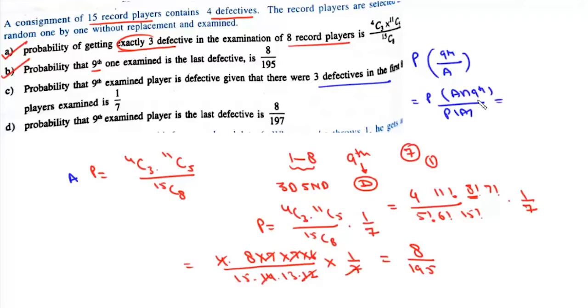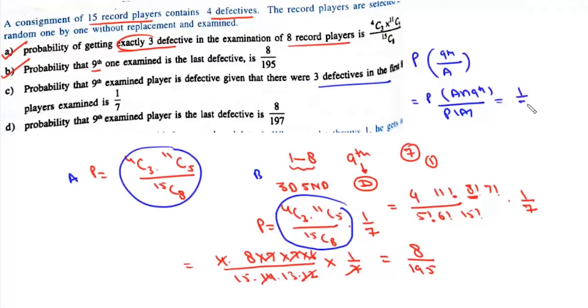Now the probability of A intersection ninth is nothing but this second case, which is this B. Now this probability is 4C3, 11C5, 15C8 into 1 by 7, divided by this probability of A, which is again this probability. So if everything gets cancelled, we'll get this as 1 by 7. So that means the statement C is also correct. And D, the probability that the ninth examined player is the last defective is 8 by 197, which is wrong, which we have already worked out in this option B. So the correct options are A, B and C.